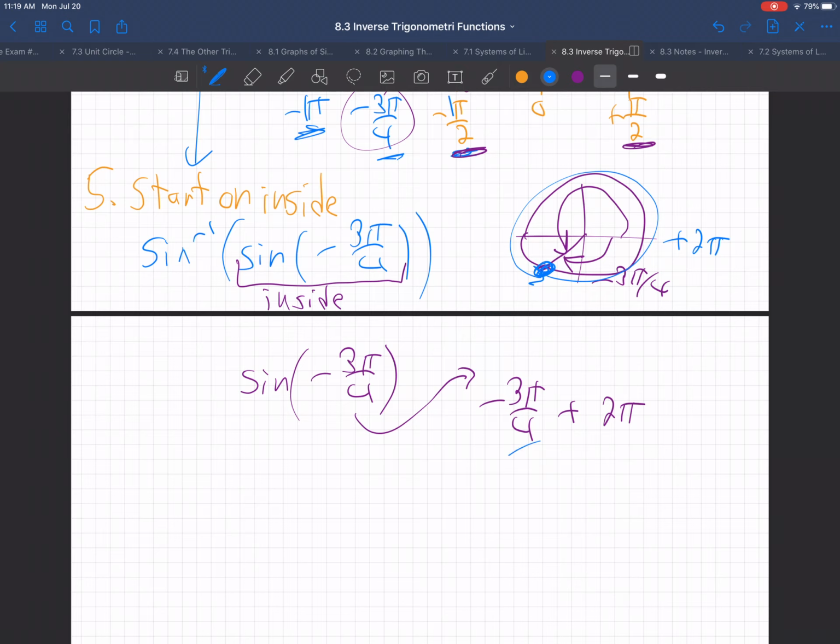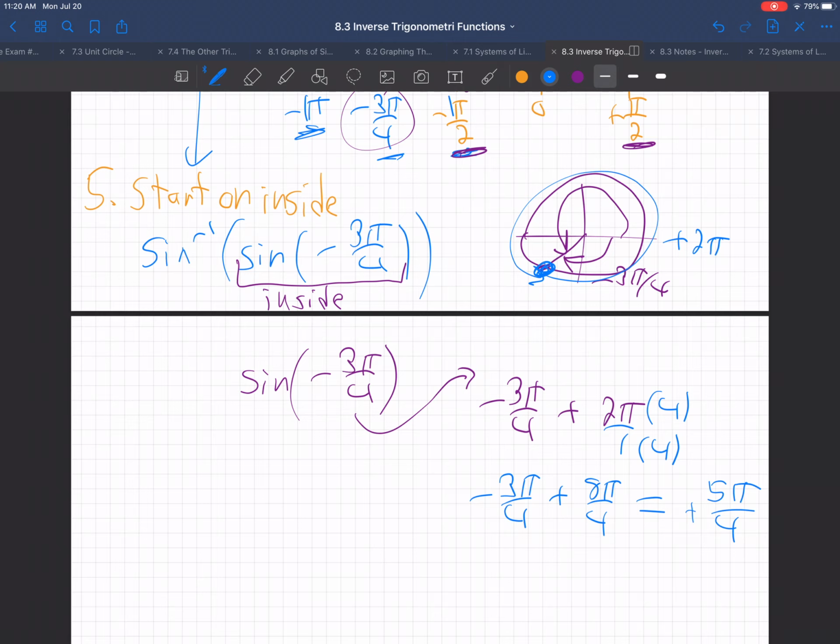So if we take minus 3 pi over 4 and we add a full rotation, we're still going to be at the same spot. It won't change the spot. So how do you add 2 pi? Put this over 1, top and bottom by 4, common denominator. Negative 3 pi over 4 plus 8 pi over 4. What is that? Positive 5 pi over 4.